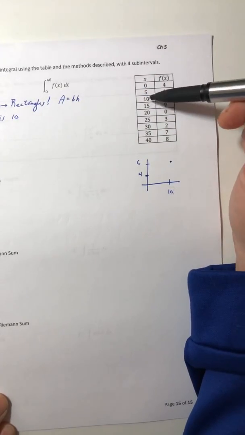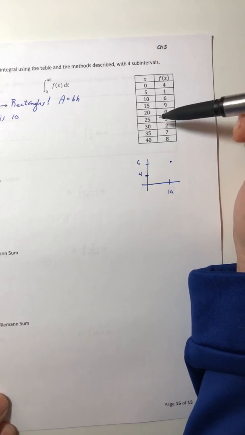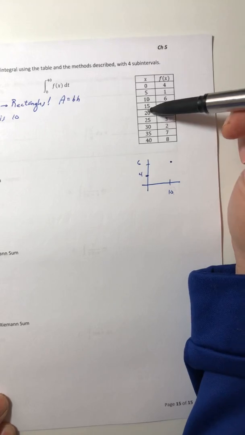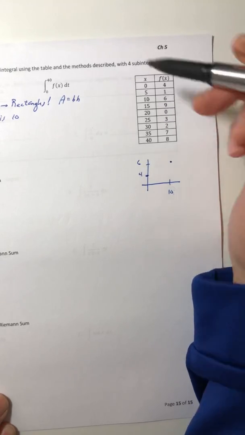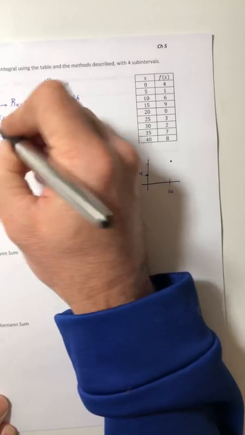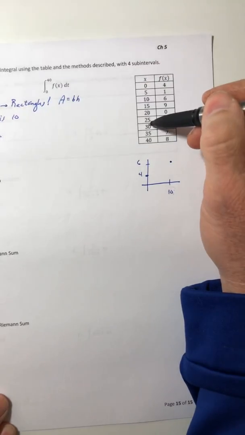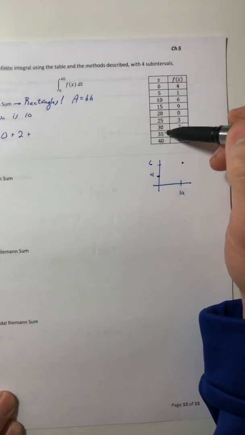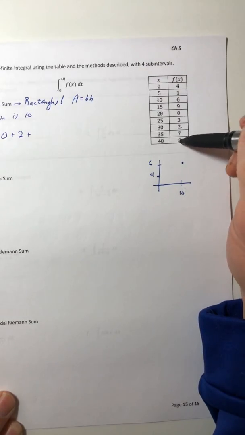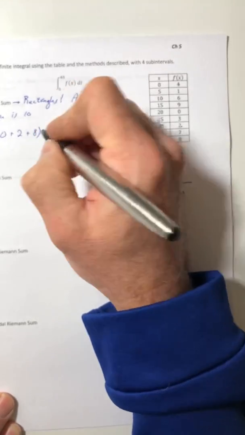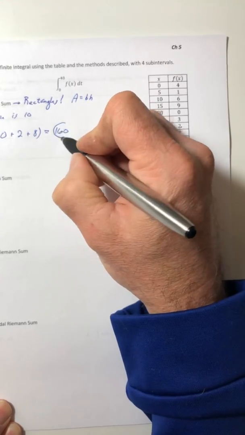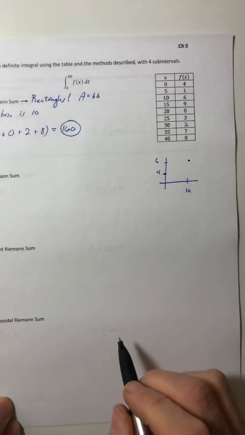So you're going to choose the right side of every single interval. So the 6 goes with the 10. The next interval from 10 to 20, 20 is on the right, and its height is 0. 20 to 30, 30 is on the right, and its height is 2. 30 to 40, 40 is on the right, and its height is 8. So add those up, multiply by 10, and you get 160.